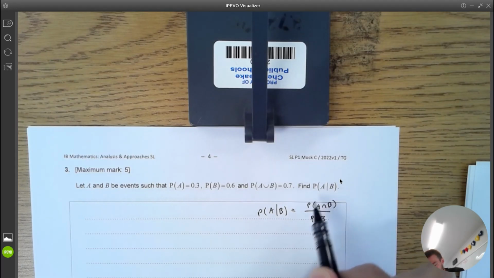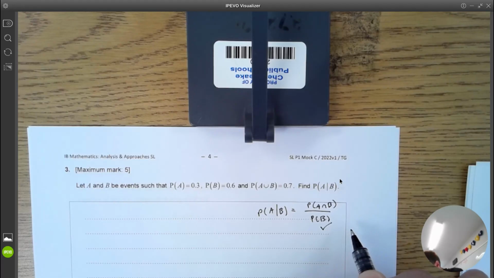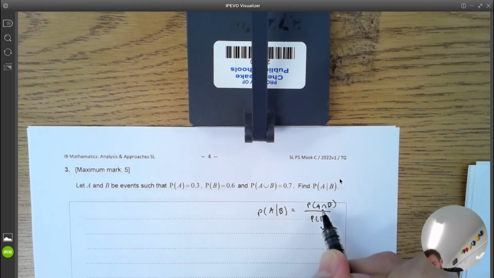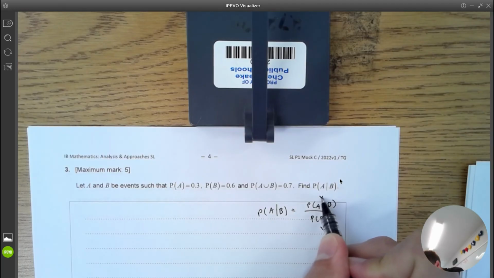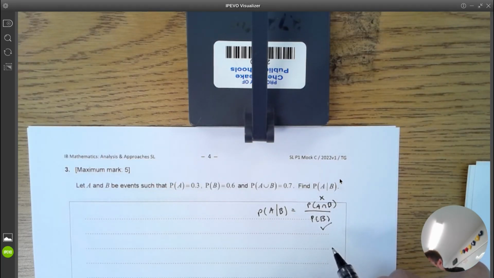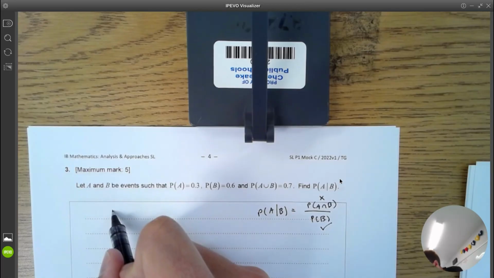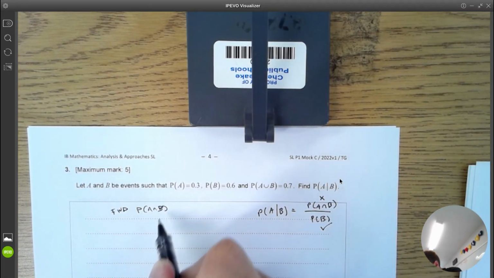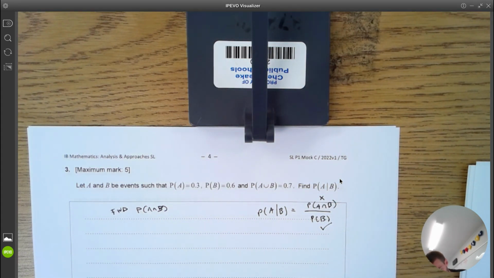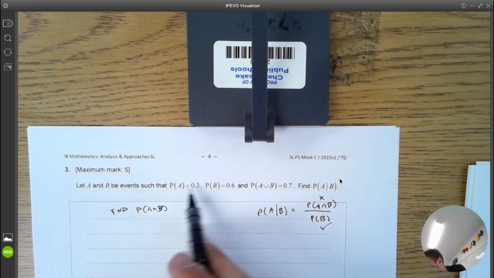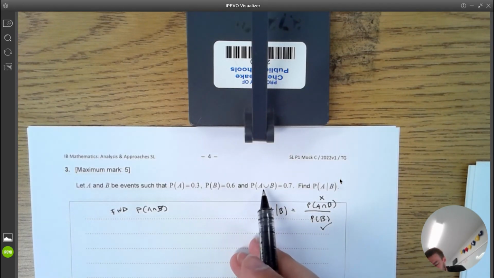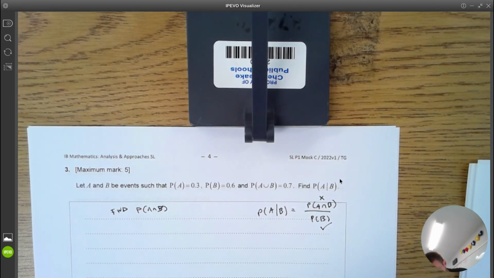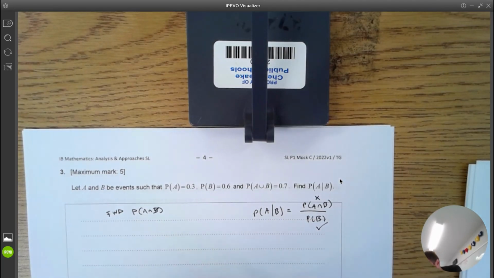Now, if this is our target goal and P of B is something that I have, and P of A and B is not something that I have, I'm thinking in order to finish this question, I'm going to need to find P of A and B, which means I'm going to look for another formula that has A and B in it, but also probably uses A's and B's and A or B's. So, okay, I think it's the top formula in the booklet there.